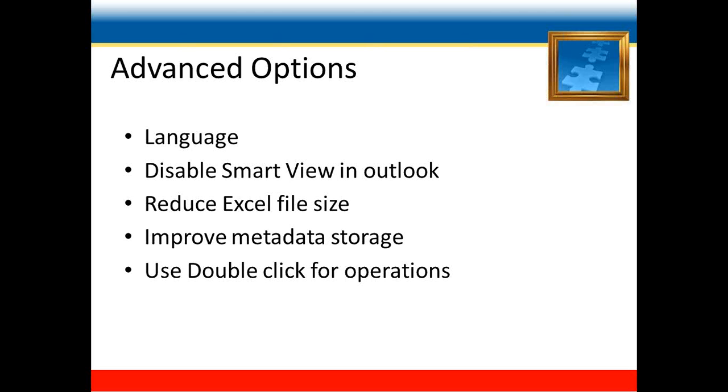Then we can select the language in which we want to see SmartView working. We can also disable the SmartView option from Outlook. We can reduce Excel file size. We can also improve metadata storage using the improve metadata storage option. Then we can also enable use of double click for operations. If we disable it, we won't require a double click for operation.